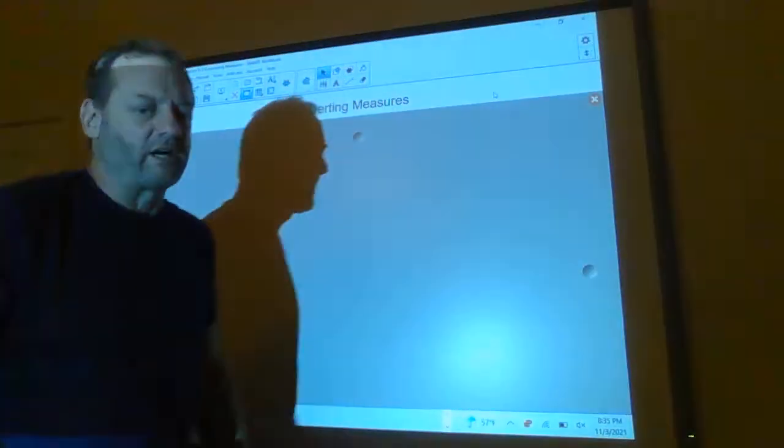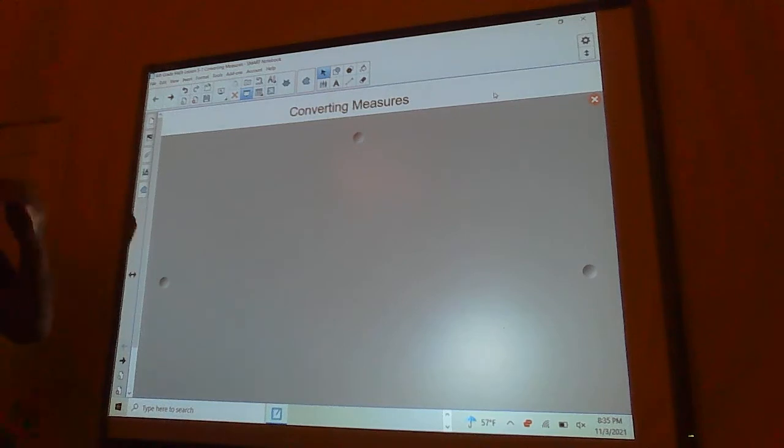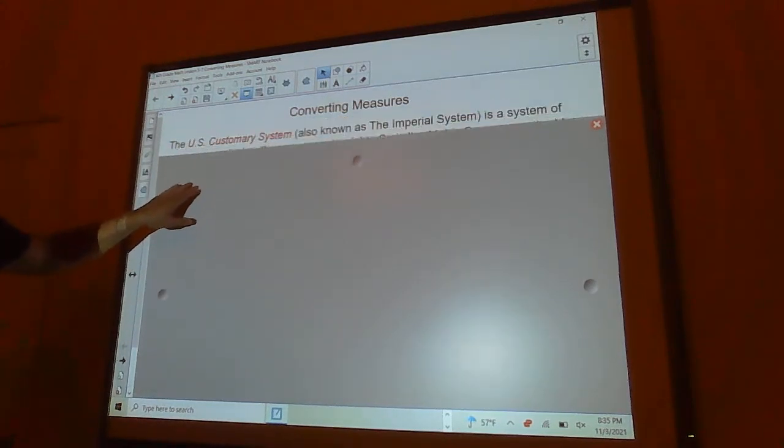Hey everybody, today we're going to talk about converting measures. Okay, so this is probably the toughest lesson in this chapter.